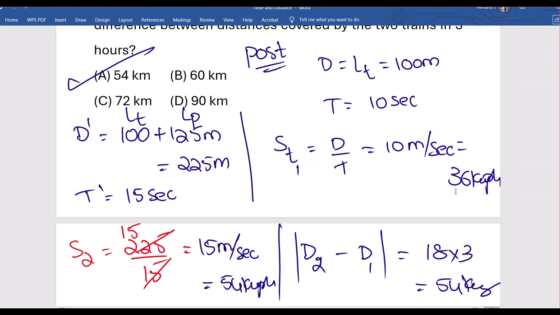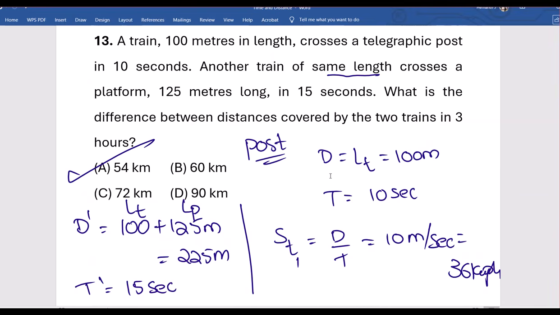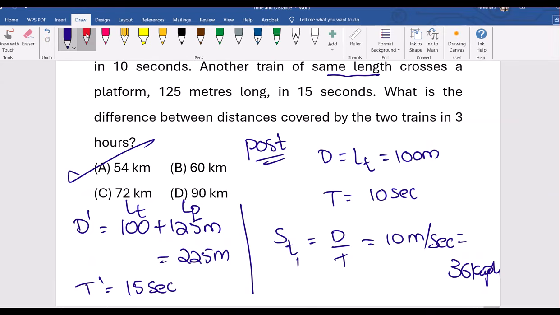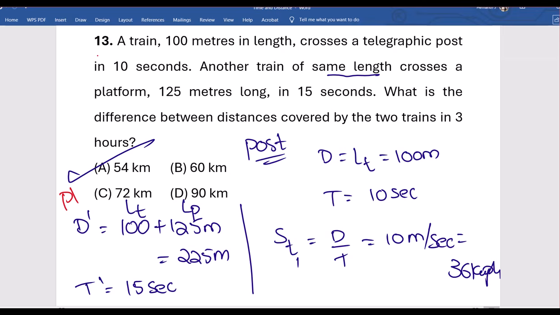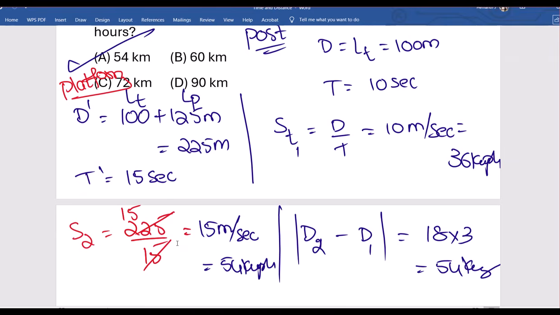Speed is obtained. Whereas in the second case, the train is crossing the platform. There is another train of the same length as the first one, crossing the platform. So when the train is crossing the platform, distance is this 225 here, timing, speed we got. Then they're asking in 3 hours, what's the distance traveled, the difference between the distances. So I'm taking the difference directly.